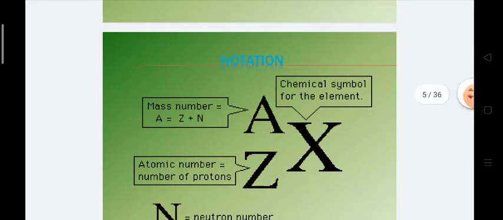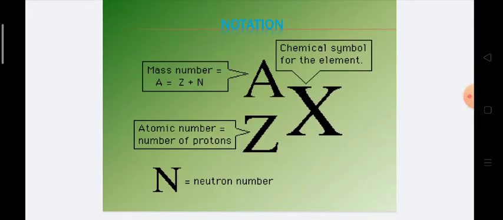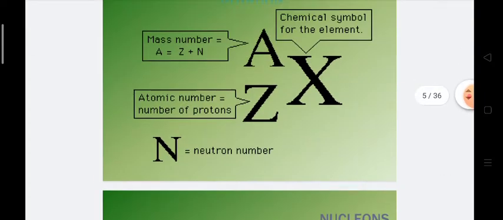And how to represent the existence of proton in the periodic table? They have followed a notation where X represents the element, Z represents the atomic number, A represents the mass number. Z is equal to the number of protons and A is equal to protons plus neutrons. So this is the notation they have used to represent the nucleus of an element, which is similar to the notation that is used in the periodic table.